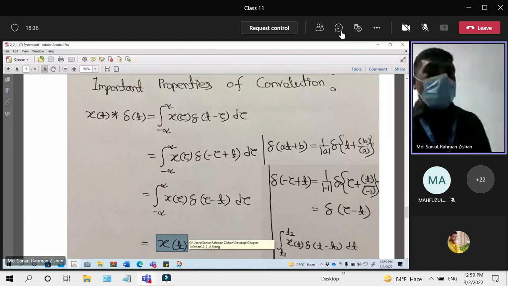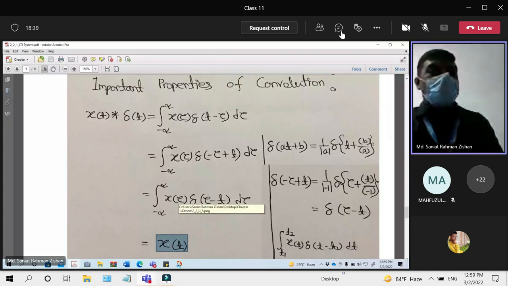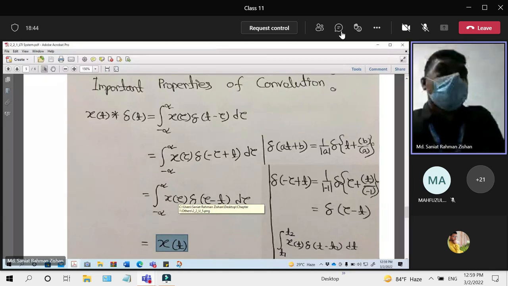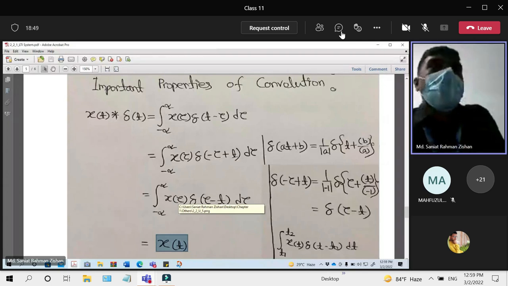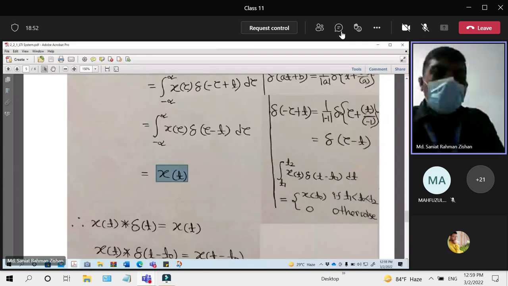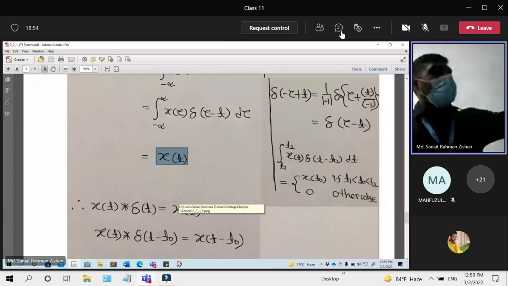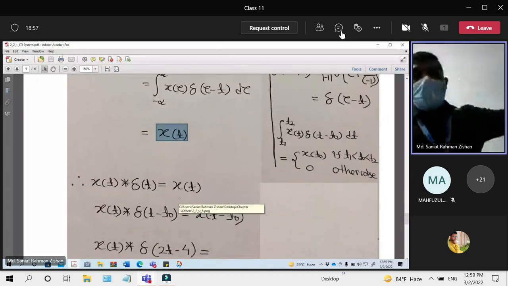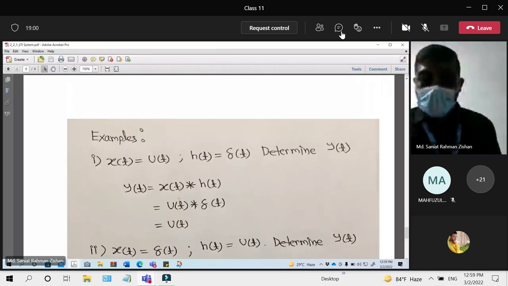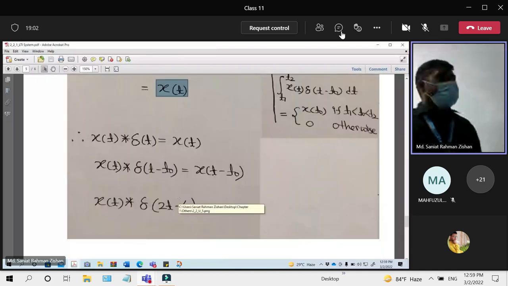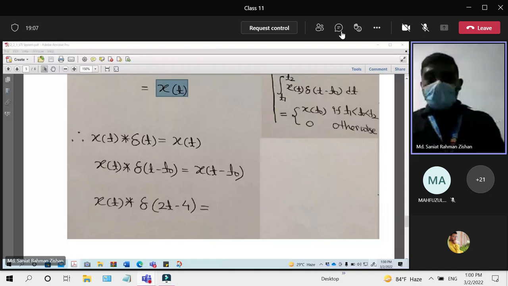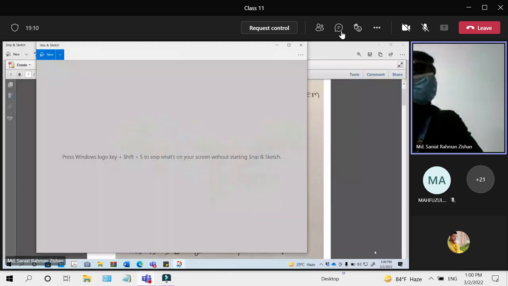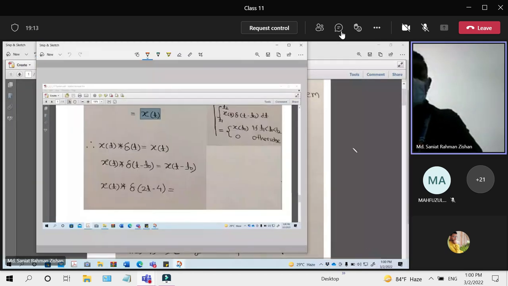But for the time being, what is my conclusion? Xt convolution del t equals xt. Again, that is the property of convolution particularly applicable for the impulse function del t. Xt convolution del t equals xt. I have written the formula here directly, but in the above section, I have shown the proof. So again, this one, just let me take a picture. It's about the convolution integral and it's about the impulse function property.